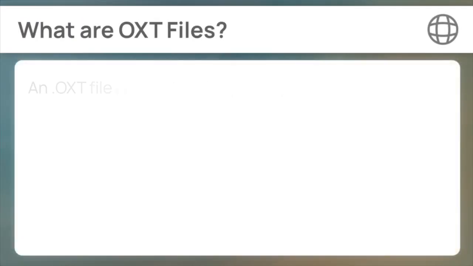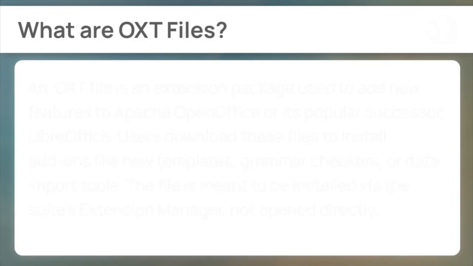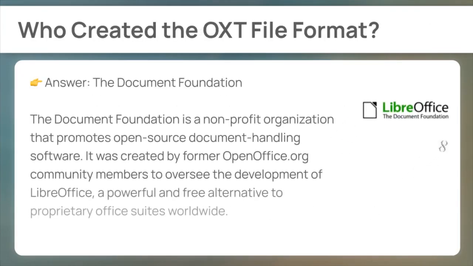An .oxt file is an extension package used to add new features to Apache OpenOffice or its popular successor, LibreOffice. Users download these files to install add-ons like new templates, grammar checkers, or data import tools. The file is meant to be installed via the suite's extension manager, not opened directly.